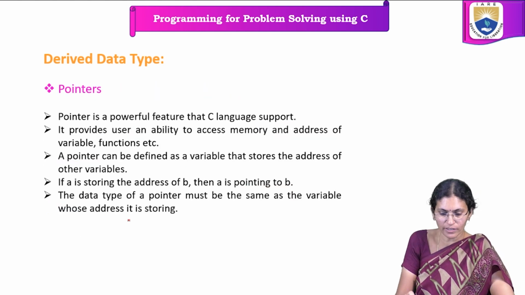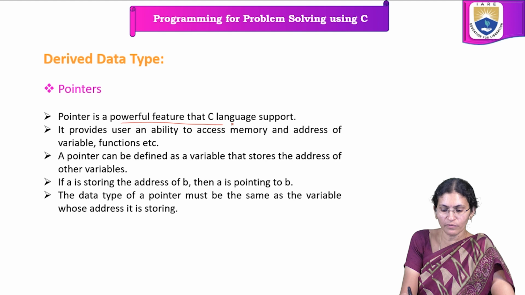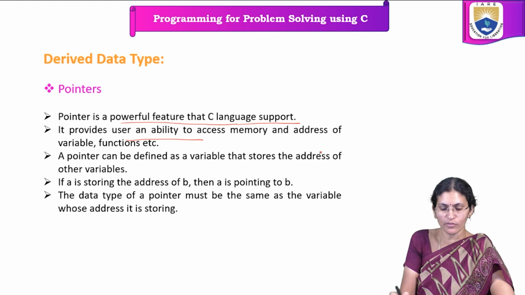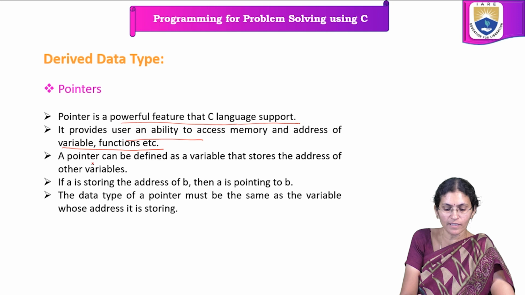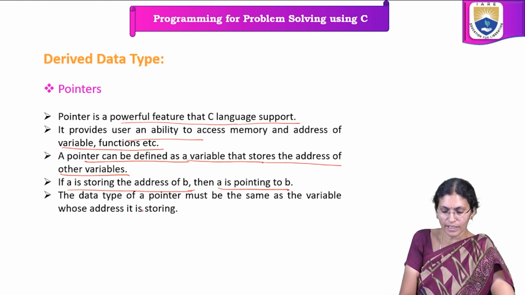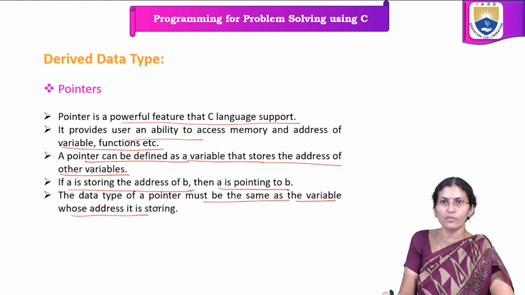So first one, pointers. Pointer is a powerful feature that C language supports. It allows the user to access memory and address of variables, functions, etc. A pointer can be defined as a variable which stores the address of another variable. If A is storing the address of B, then we can say that A is pointing to B. The data type of a pointer must be the same as the variable whose address it is storing.